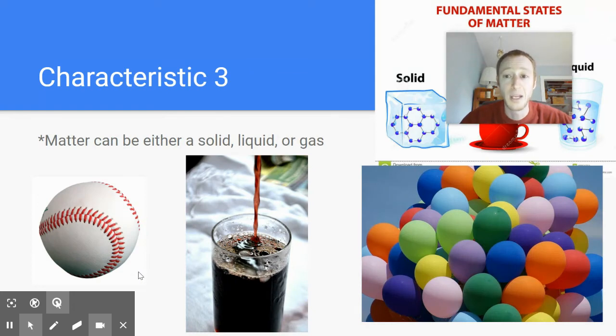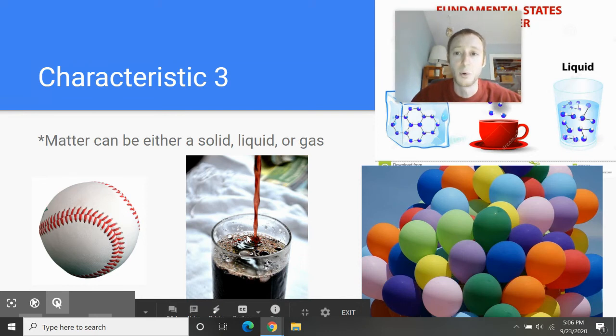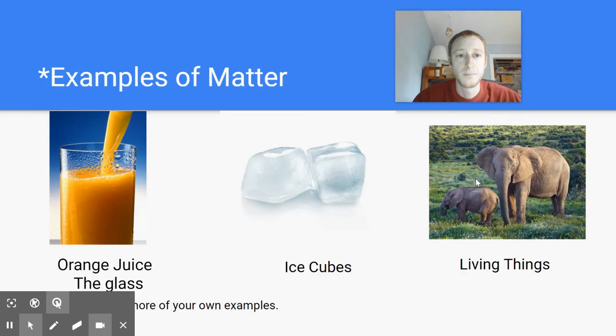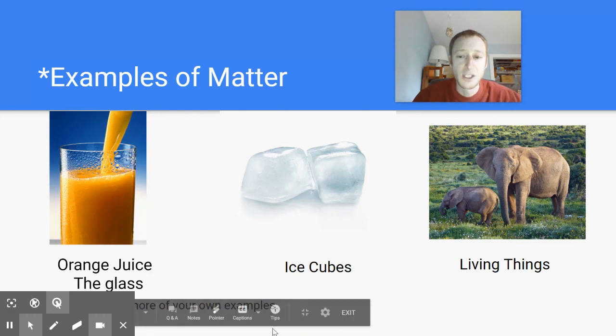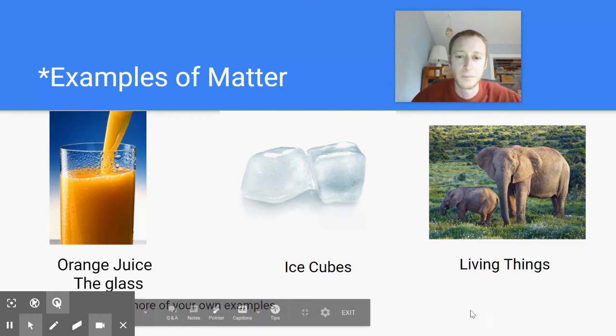Characteristic 3, matter can be either a solid, a liquid, or a gas, right? Baseball is a solid, the soda being poured into the glass is a liquid, and the air in these balloons is a gas. Okay, and finally, all matter has mass and volume, right? All matter is made of stuff and takes up space. Here's some examples of matter. Orange juice is matter, the glass is matter, ice cubes are matter, living things are matter. Pause this video for a second and see if you can come up with a few examples of your own. Write some more examples in that example box and then move on.